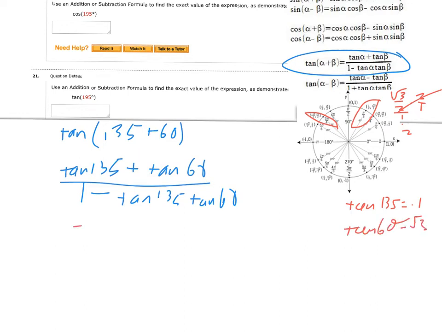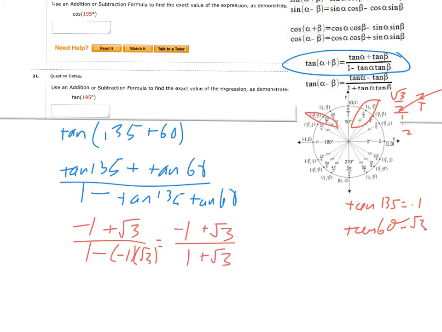So this will be negative 1 plus rad 3 over 1 minus negative 1 times rad 3. Now, I have to multiply these together first on bottom. And so this is going to become 1 plus rad 3 on bottom. All right, and so now I want to rationalize the denominator, so I'm going to multiply by the conjugate of the denominator, which is 1 minus rad 3. Now when we do these, we know the bottom we can do a little shortcut and just do FL, whereas the numerator will require a full FOIL.